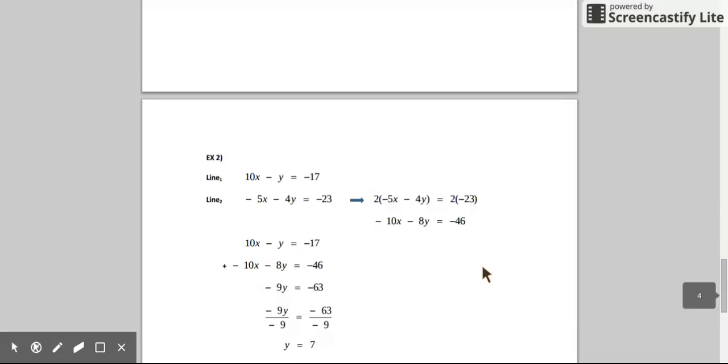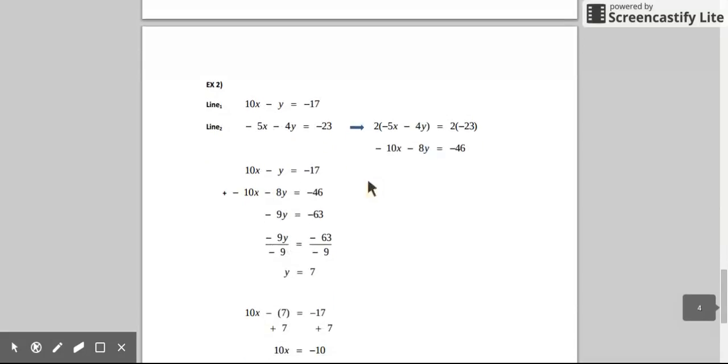So let's try another one with elimination. This time we're given these two equations. I could cancel my x's if I could create a negative 10 down here. So if I could multiply everything by 2, I could cancel my x's. We could also cancel our y's. Maybe we choose to cancel our y's.